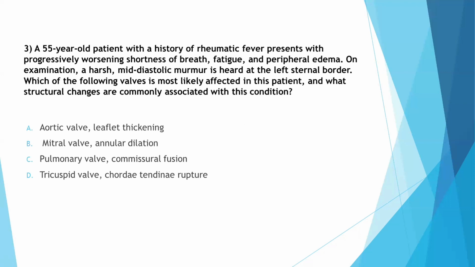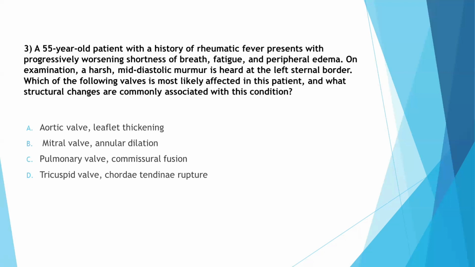Okay, we have another question with us, which says: which of the following valves is most likely affected in this patient, and what structural changes are commonly associated with this condition? A 55-year-old patient with a history of rheumatic fever presents with progressively worsening shortness of breath, fatigue, and peripheral edema. On examination, a mid-diastolic murmur is heard at the left sternal border. Which of the following valves is most likely affected in this patient, and what structural changes are commonly associated with this condition?